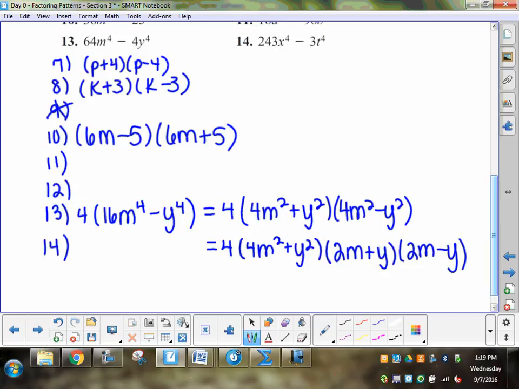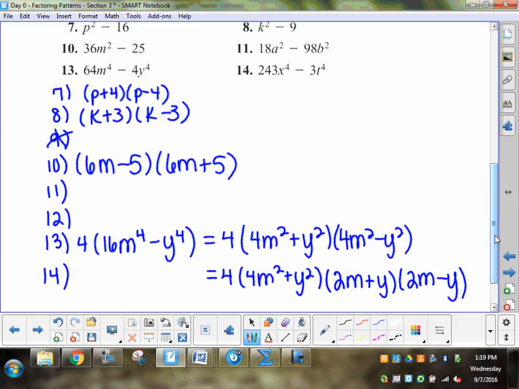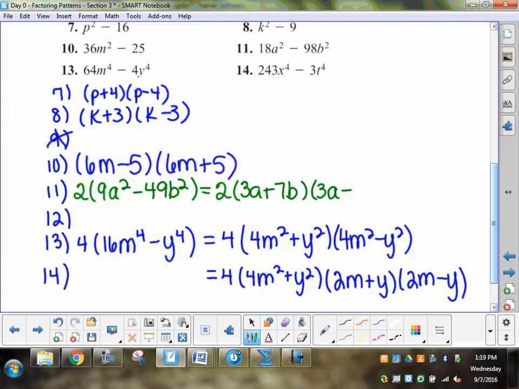Go ahead. 11. Okay, what do you want to do for 11? So you have a GCF of 2. Okay, so you divide it by 2 and you get 9a squared minus 49b squared. And that's the difference of perfect squares. So good. 3a plus 7b, and then the quantity of 3a minus 7b. There's no 12 either. We just got 14 left to do.